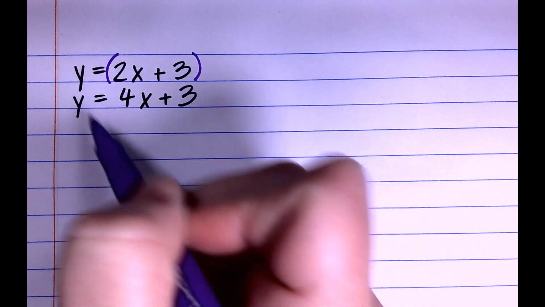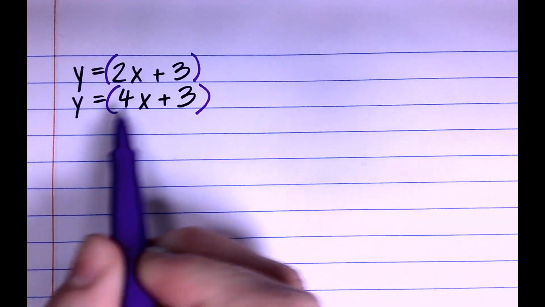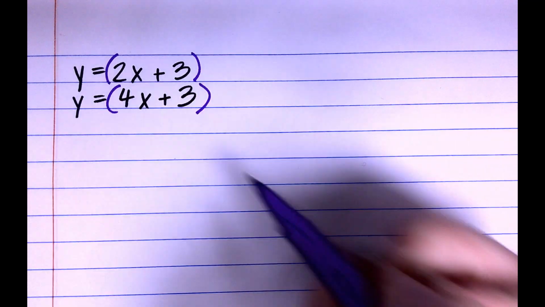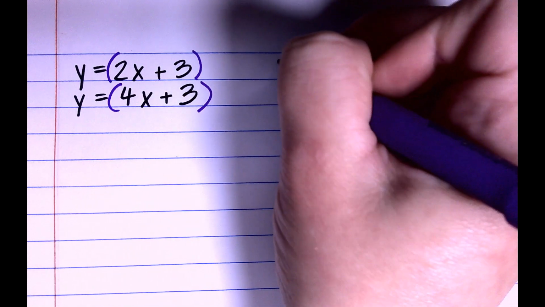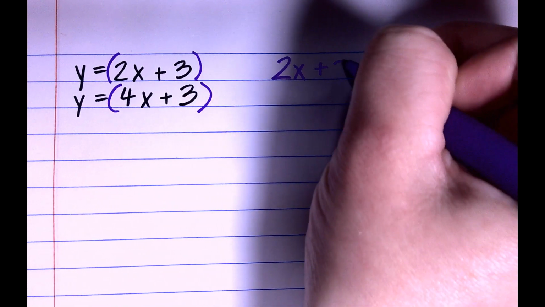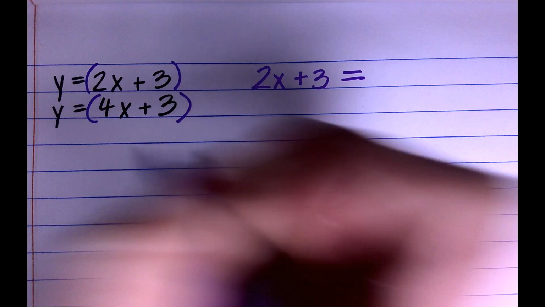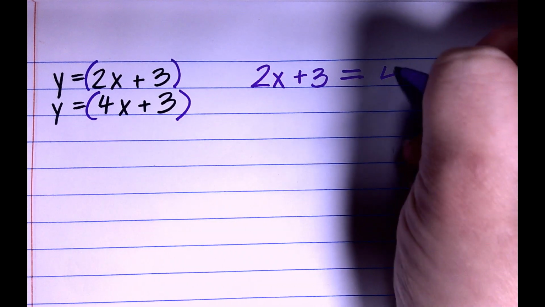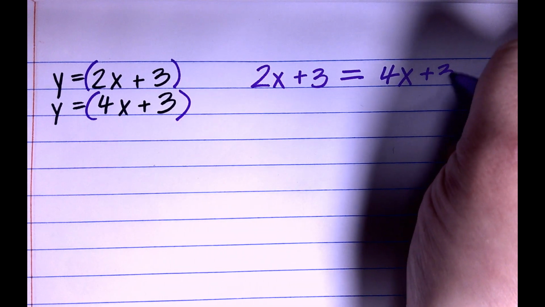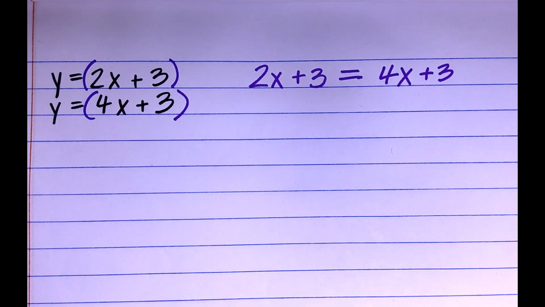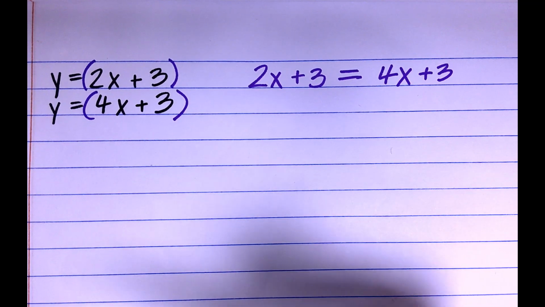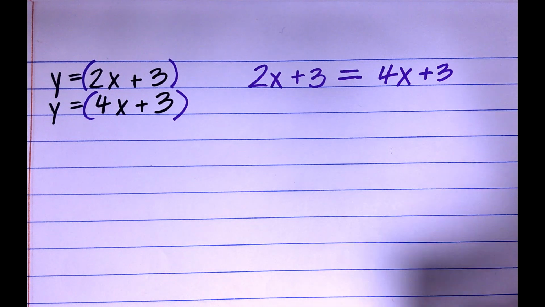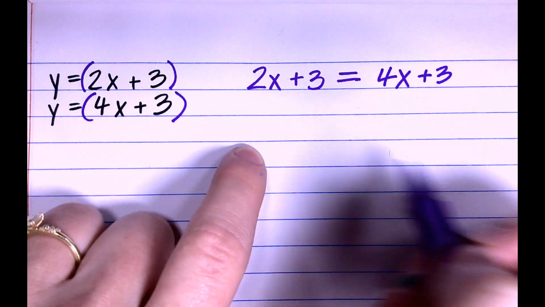We have a 2x plus 3 and a 4x plus 3. Basically, all we do in substitution is set these two equal to each other. 2x plus 3 equals 4x plus 3. Sometimes this is an easier way to think of it, too. We're just setting them equal. Okay, so we'll solve for x. What could we do here?